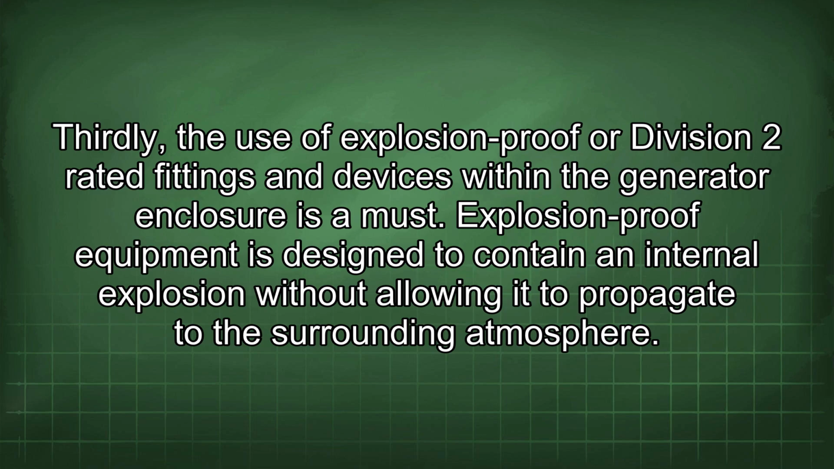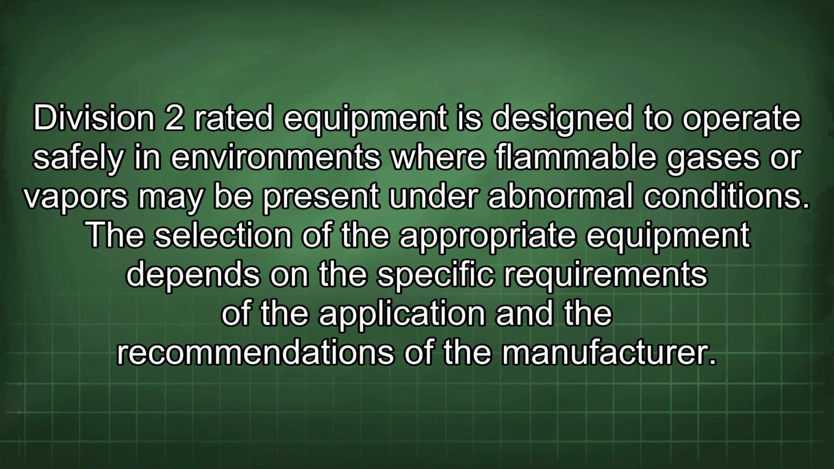Thirdly, the use of explosion-proof or Division 2 rated fittings and devices within the generator enclosure is a must. Explosion-proof equipment is designed to contain an internal explosion without allowing it to propagate to the surrounding atmosphere. Division 2 rated equipment is designed to operate safely in environments where flammable gases or vapors may be present under abnormal conditions.